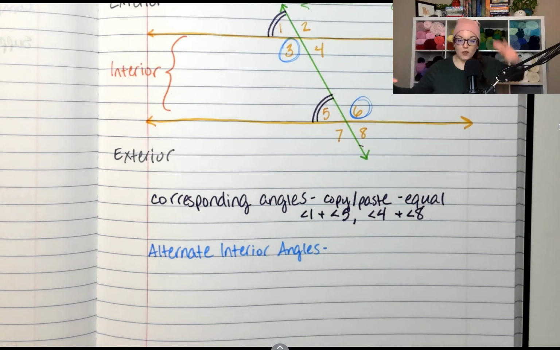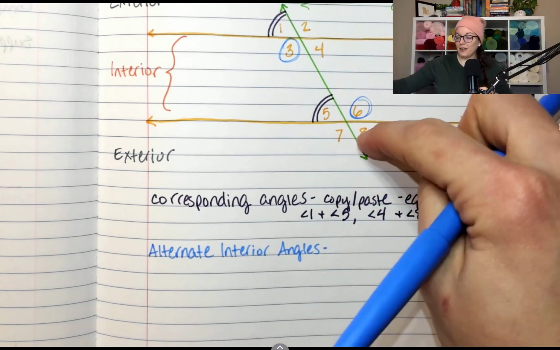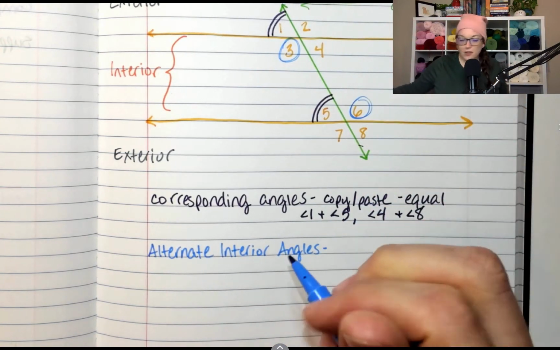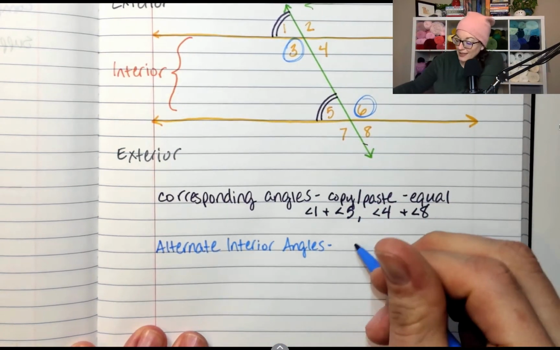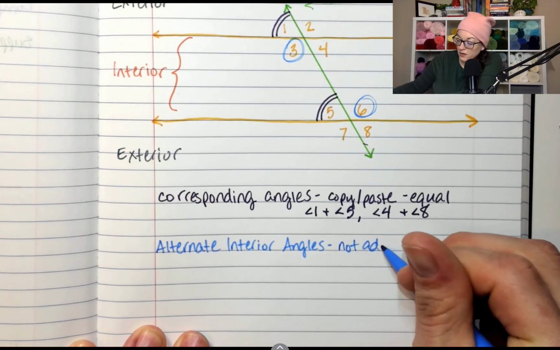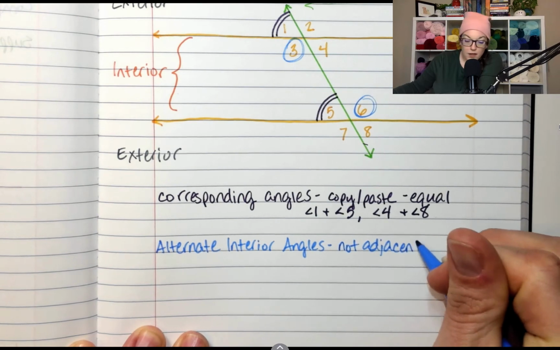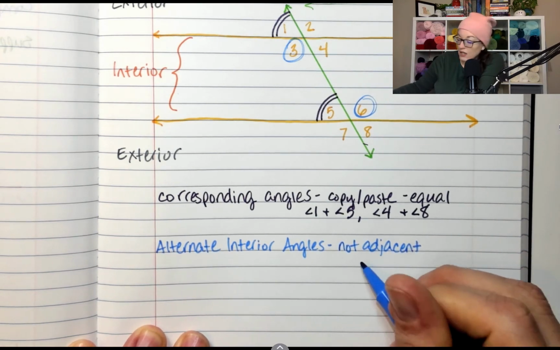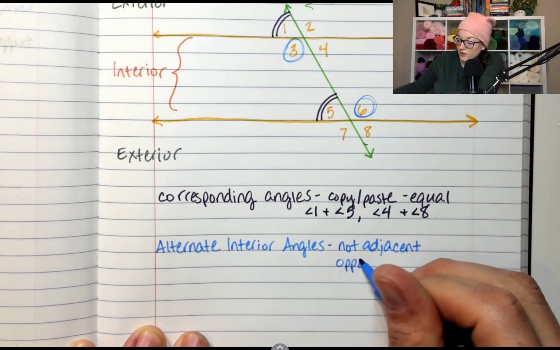One's on the right, one's on the left, like footsteps. They're inside the parallel lines. They are not adjacent, so they're not side by side. Not adjacent, opposite sides of the transversal.